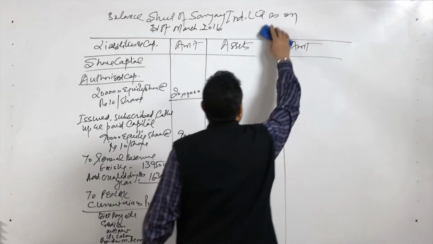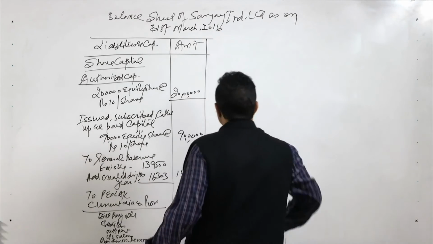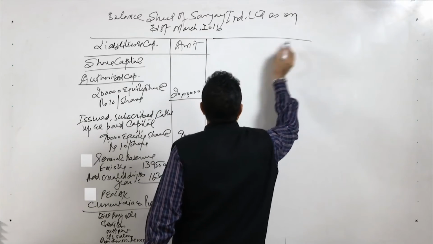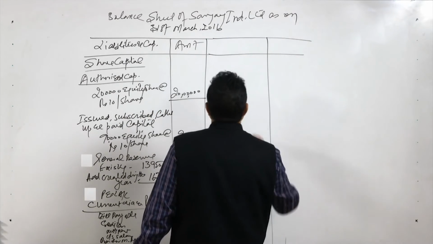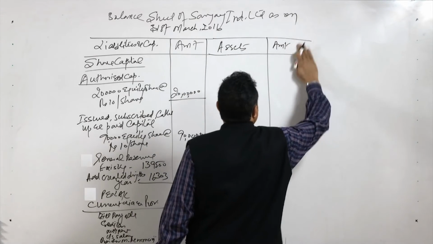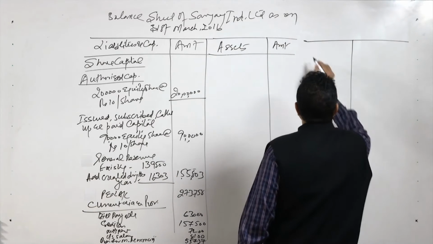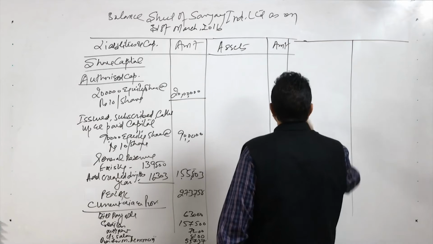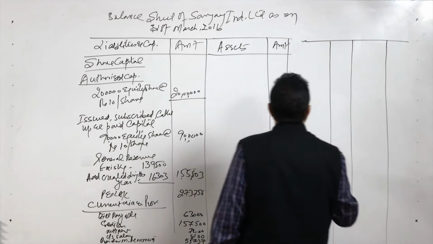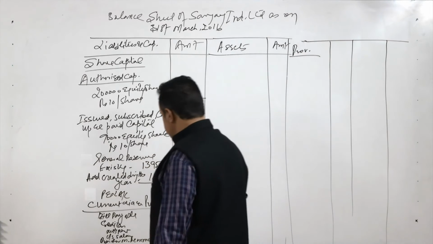So we will shorten this column, we will make this column a little short, and then we will have the space for continuing the balance sheet. So now we have this, and this is the assets and this is the amount. We will continue the balance sheet here. After the current liabilities, now we have to take the provisions.